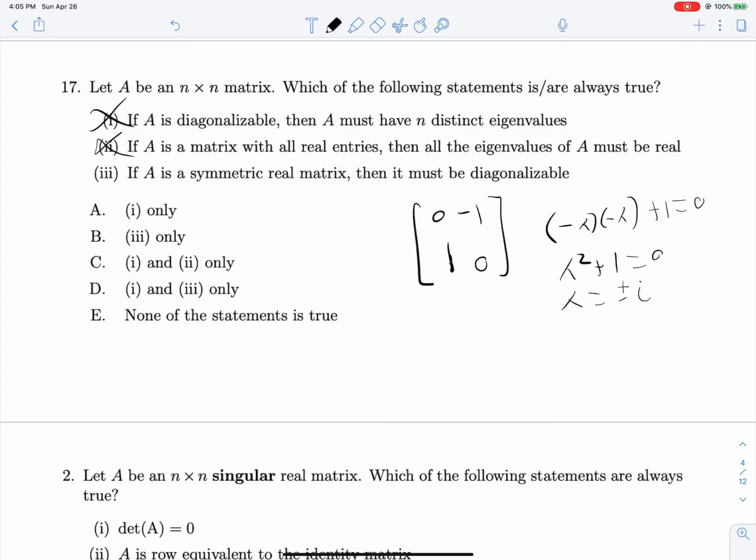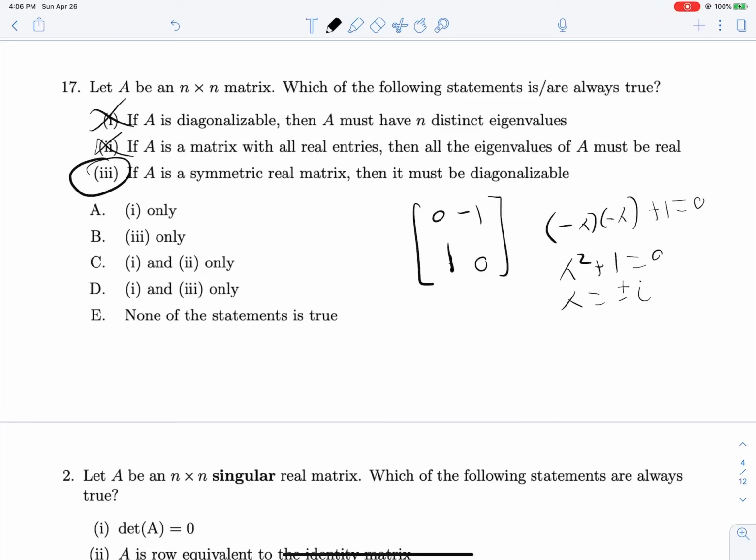What about 3? If A is a symmetric real matrix, then it must be diagonalizable. Well, there's a quick little video that I just finished recording all about symmetric matrices and their properties. And the first one, guaranteed by the spectral theorem of symmetric matrices, is that all symmetric matrices are orthogonally diagonalizable. And that is true because the algebraic multiplicity of every eigenvalue for a symmetric matrix must be equal to the total number of eigenvectors that you get by solving A minus lambda I. And as a result, we'll always get enough eigenvectors to span R to the n, and we're good.